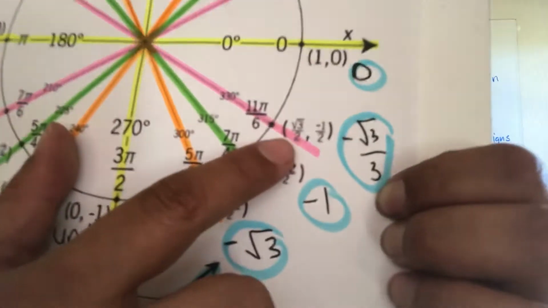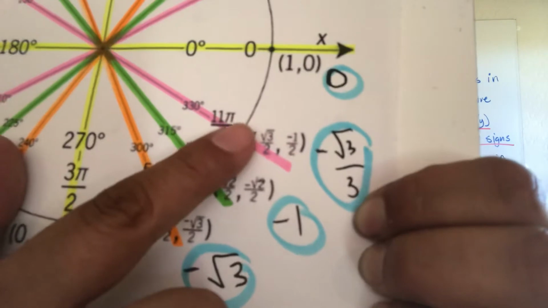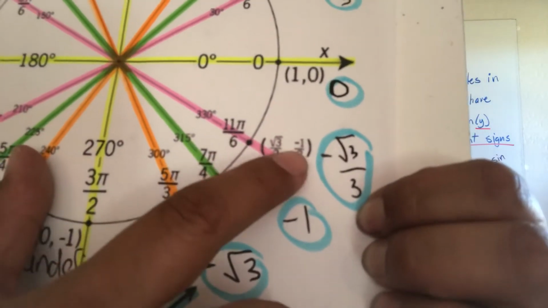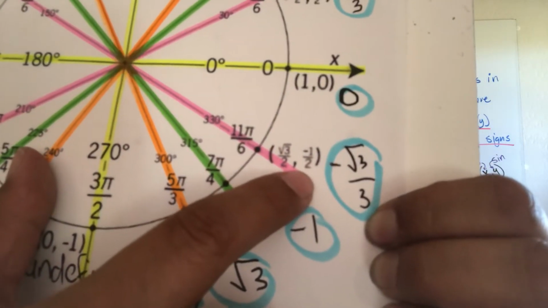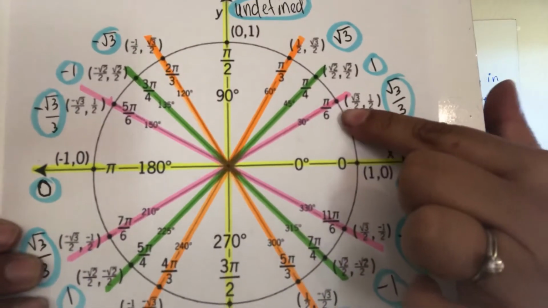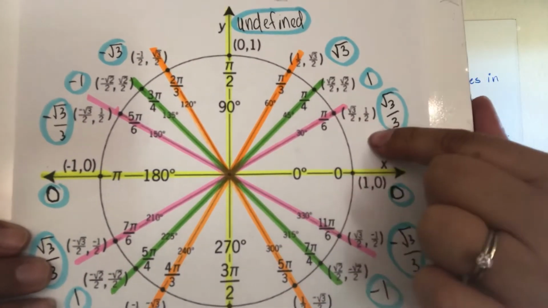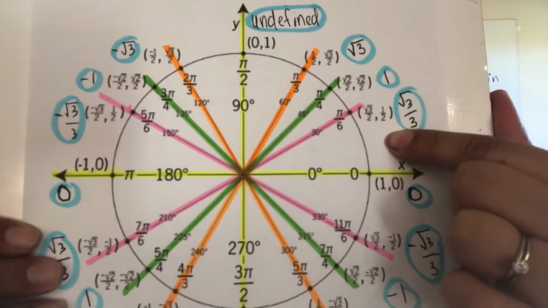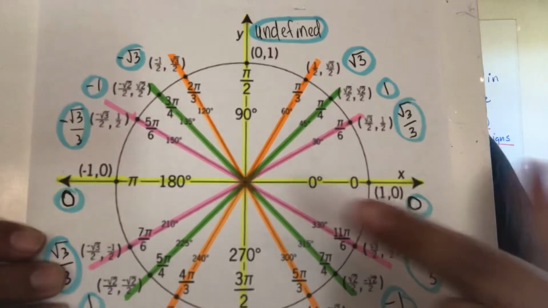And up here, what do you know again? Take a look. Another square root of 3 over 2 and a 1/2, except this time only the y value has a negative sign. So anything that is a reference angle will have the same exact values of the x and the y value. The signs will only be the difference.